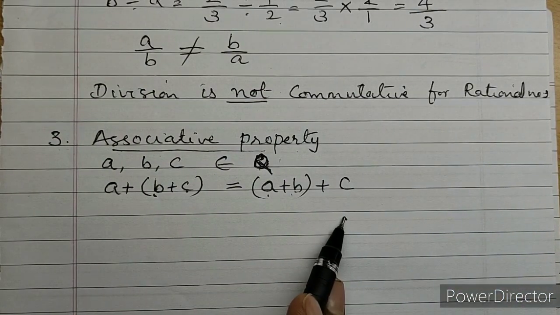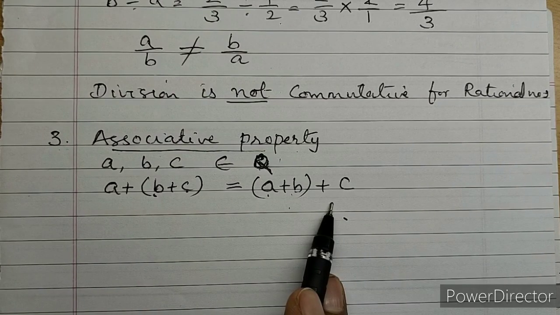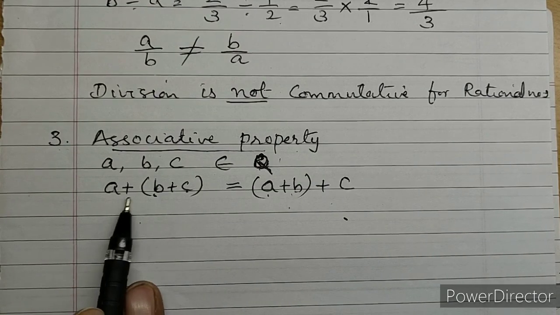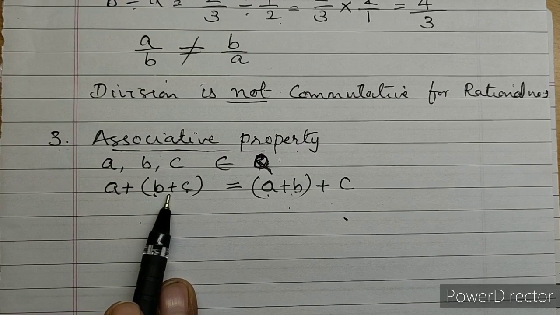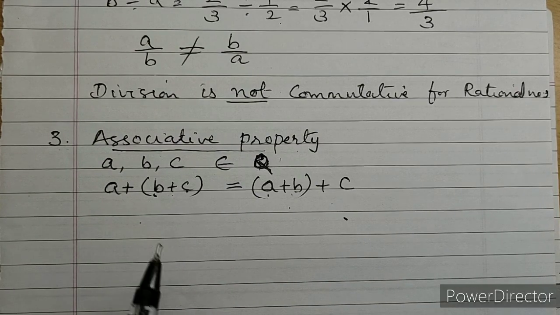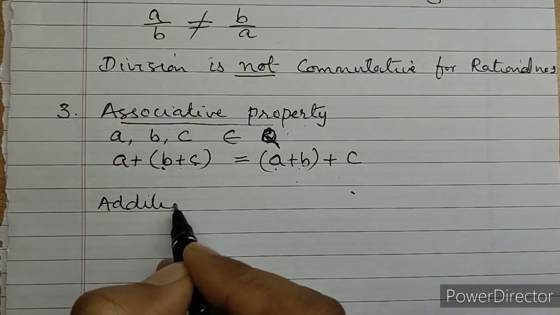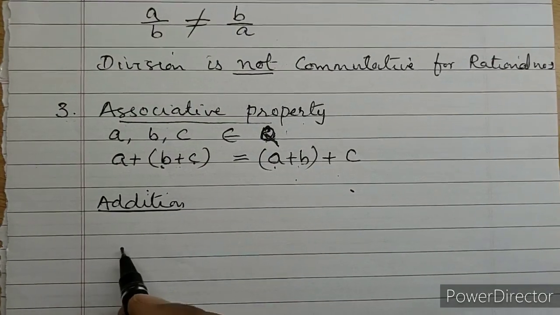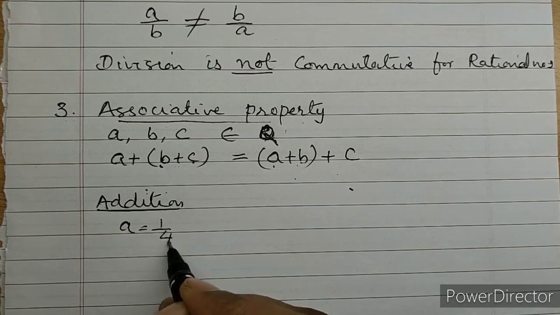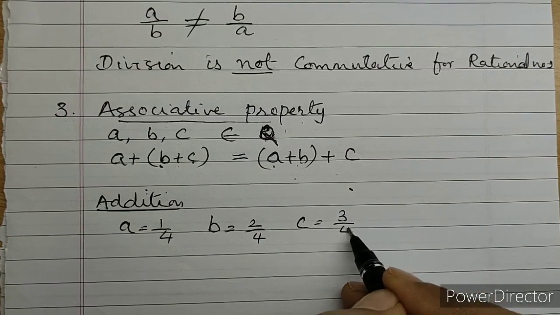If this satisfies, left hand side and right hand side, both the answers if you are getting same, then you can say that associative property is true for addition of rational numbers. Similarly, for subtraction, multiplication and division. We will check it one by one. First for addition. We will take one example. Let a is equal to 1 by 4, b is equal to 2 by 4 and c is equal to 3 by 4.